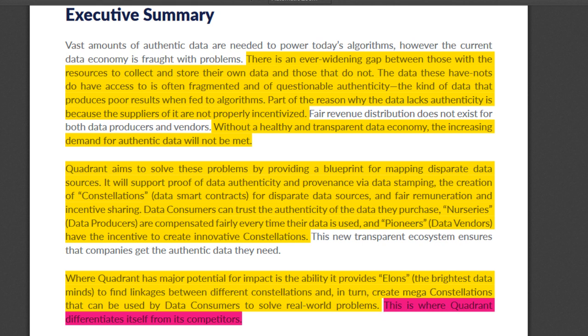Data consumers can then trust the authenticity of the data they purchase. Nurseries, which are data producers, that's the person that's putting the location sniffer inside of a cell phone app, or the person that has a dApp that's pulling down metadata that people are interested in, are compensated fairly every time their data is used. And then pioneers, which is what they're calling data vendors, so that's your aggregator that's putting stuff together, have the incentive to create new innovative constellations.